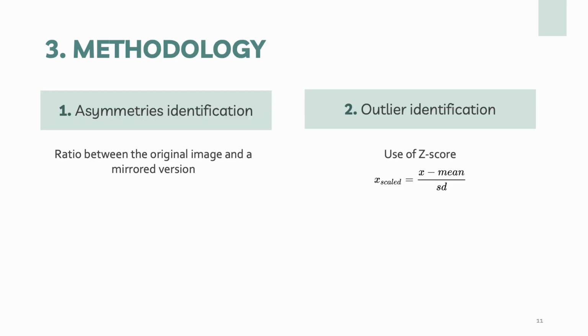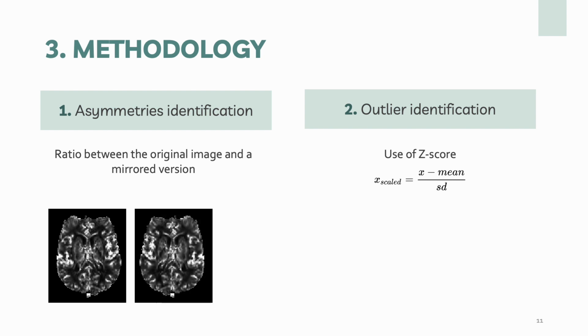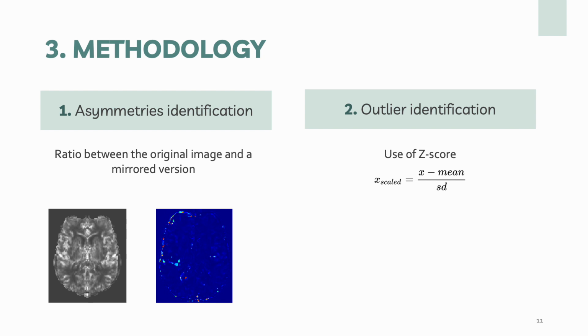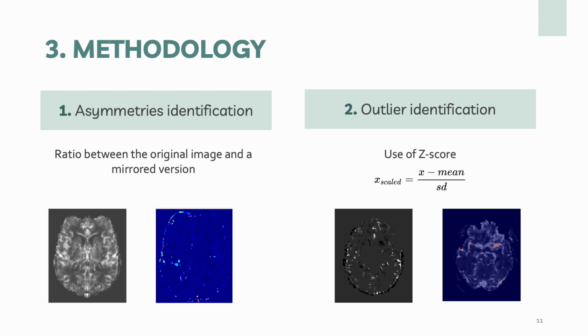We are going to do the detection of these perfusion abnormalities in two different ways. First, we will look for perfusion asymmetries between the two brain hemispheres by computing the ratio between the original diffusion image and a mirrored version. Secondly, we will look for outlier zones with respect to the mean brain perfusion at a voxel level. For that, we are going to use the Z-score at the cortex of the brain, where seizures start, and then we will select those zones with higher absolute values.